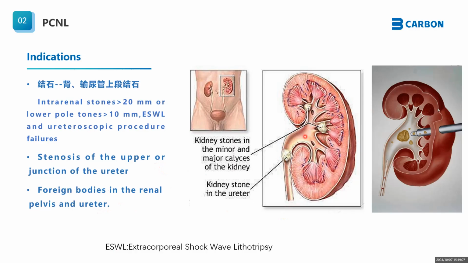Okay, and the foreign bodies in the renal pelvis or ureter, it means there are other parts, like some equipment fragments or consumable fragments in the pelvis or ureter, we have to remove them by doing PCNL.